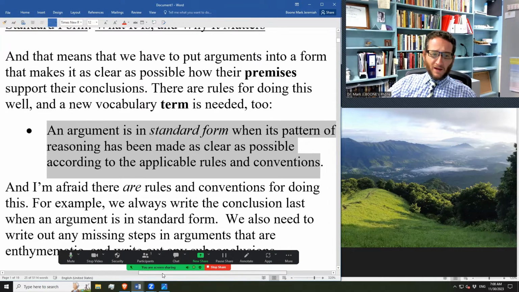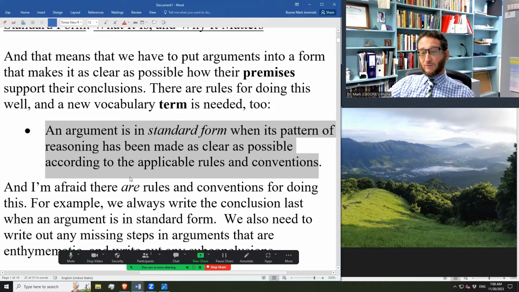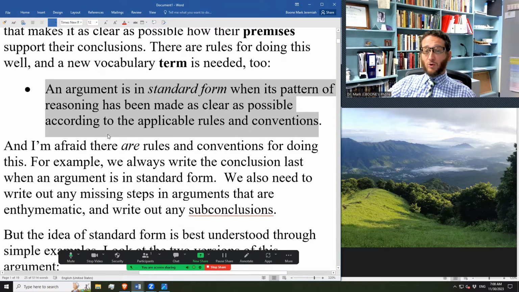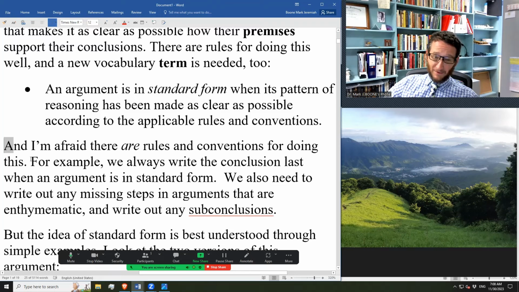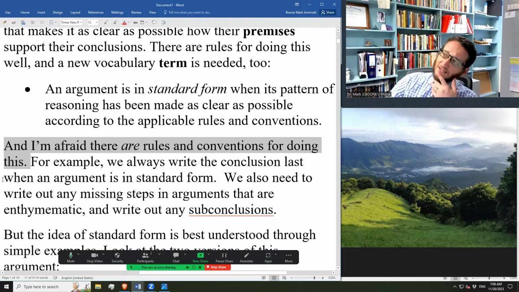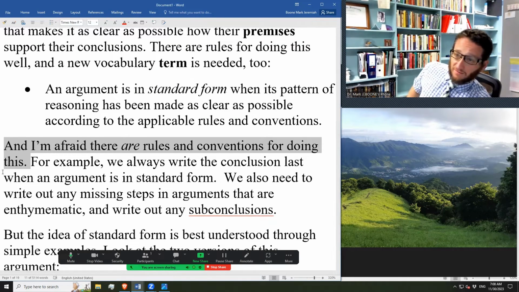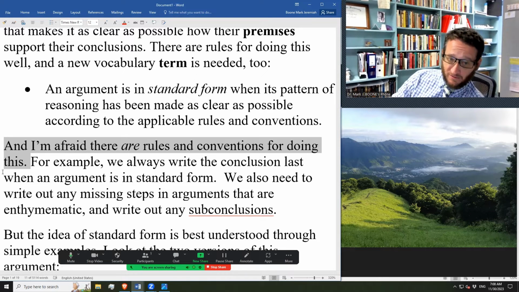Anyway, an argument is in standard form when its pattern of reasoning has been made as clear as possible according to the applicable rules and conventions, and different rules and conventions will apply to different arguments. And I'm afraid some of them are, to some extent, I don't know if I should say arbitrary, but at least they're matters of judgment. There are different conventions in different centuries, and maybe to some extent in different textbooks of logic.